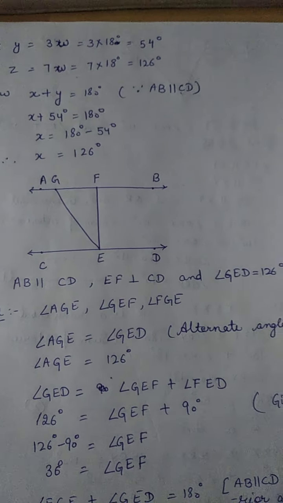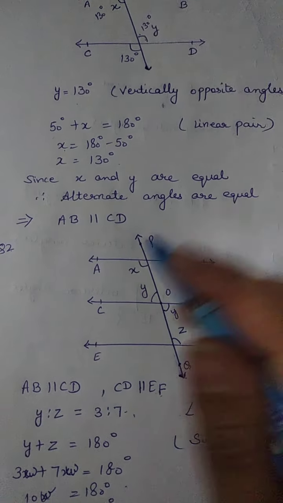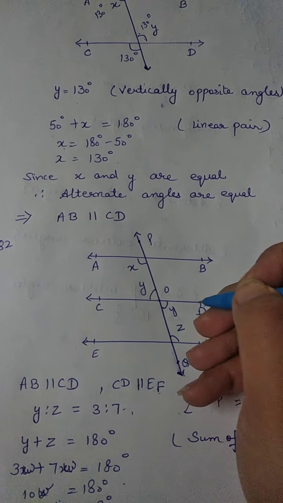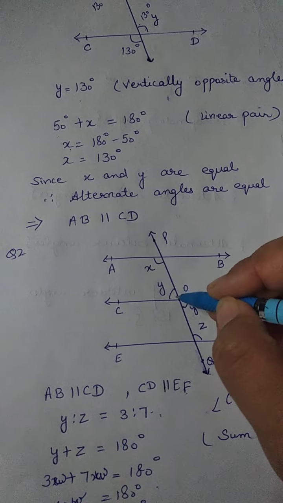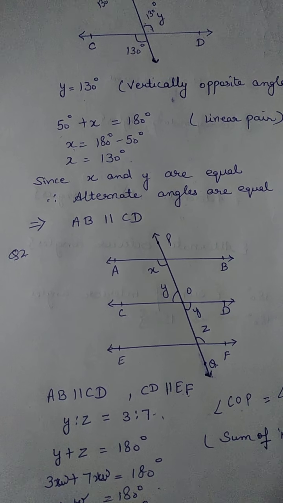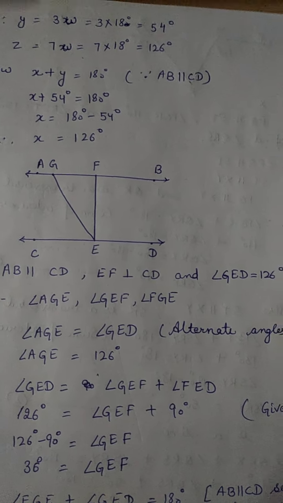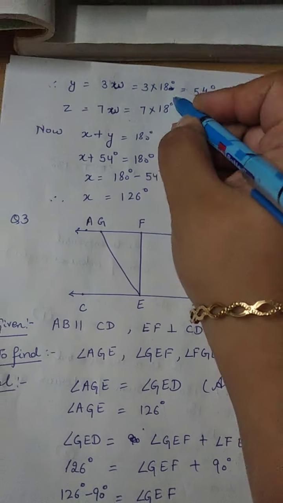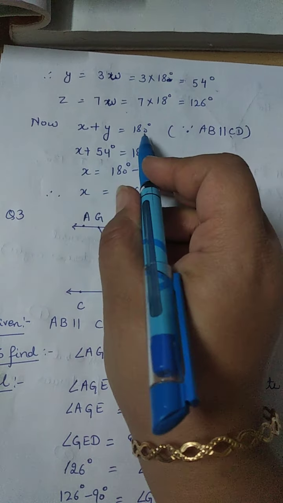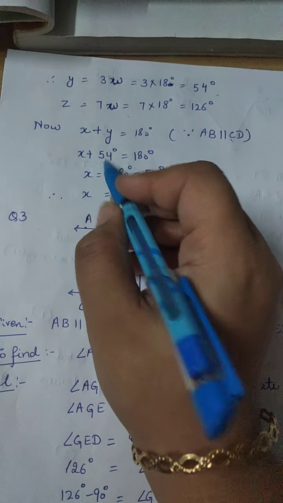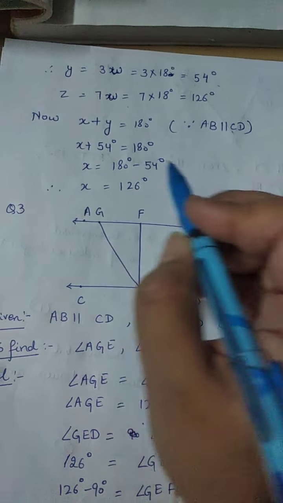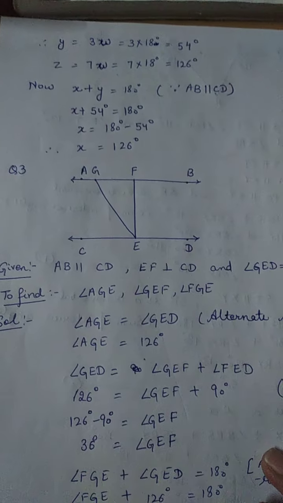So now in the figure you can also see that these two lines are parallel. AB is parallel to CD. If I add x and y, it will give me 180 degrees. The sum of the interior angles is always 180 degrees. Now I know my y, that is 54 degrees from here. So x plus y is equal to 180 degrees. Put the value of y, take it there, x is 126 degrees, right?